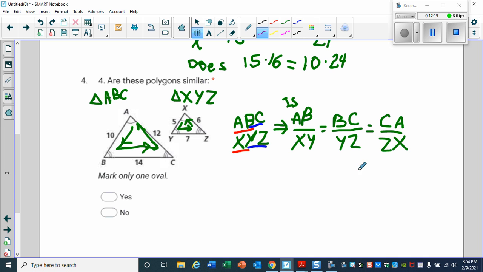And then you could determine whether or not they're similar. You'd have to insert all sides, so 10, 14, 12 over 5, 7, 6, and then you have to check that all three simplify to the same value. If that's the case, then yes, they're similar. If not, then no, not similar. So check that out.